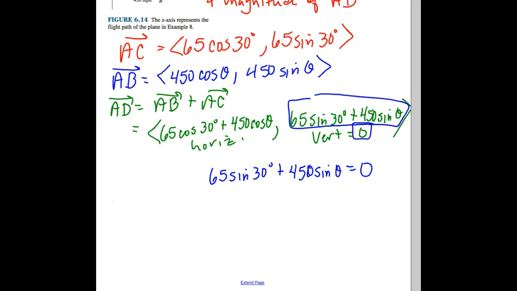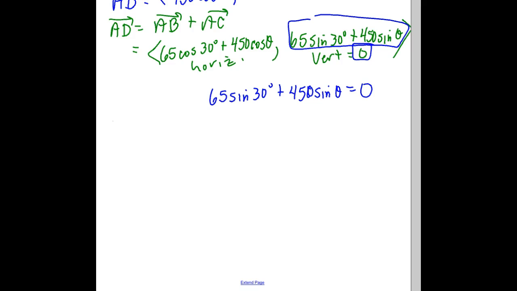Okay? How would we solve that? We need to get sine theta by itself. Subtract 65 sine 30. We okay with that? Okay, can we then divide out the 450? So we're going to end up with the sine of theta is negative 65 sine 30 degrees divided by 450. Did everybody follow what I did there? Okay, and then how do we find theta?